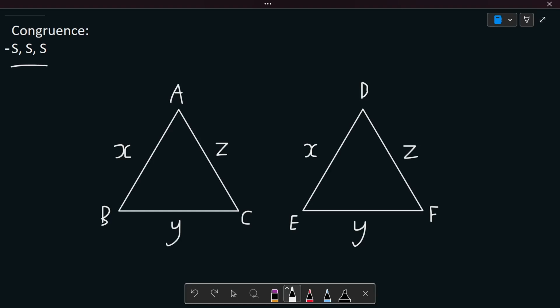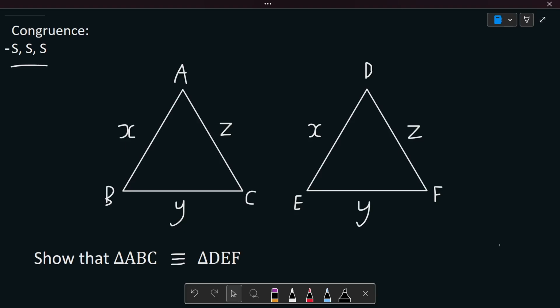Here we have side AB, which I wrote as X, side AC, which is Z, and side BC, which is Y. And now obviously the same with the other triangle. But let's answer this question: what type of question would they ask in this situation? Our question says, show that triangle ABC is congruent to triangle DEF. As you can see, our sign changed. Remember, in similarity we had 3 vertical lines, but now for congruency, we have 3 horizontal lines.